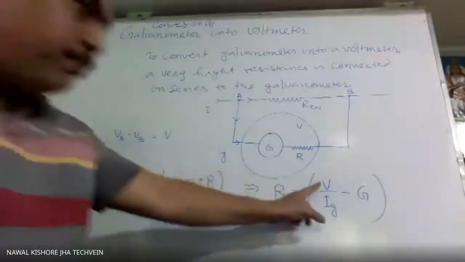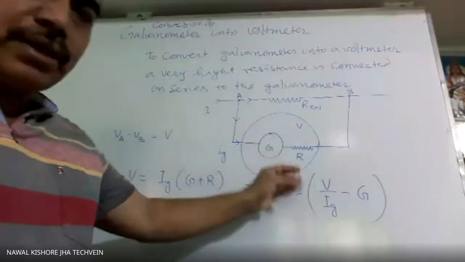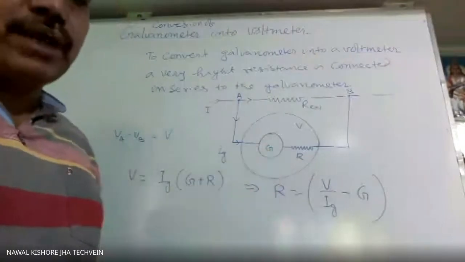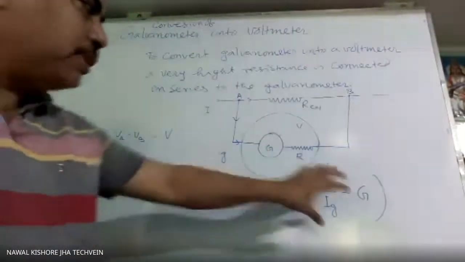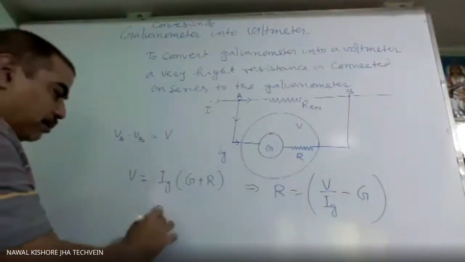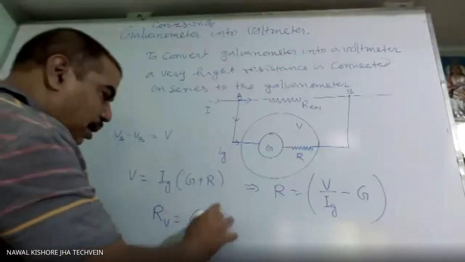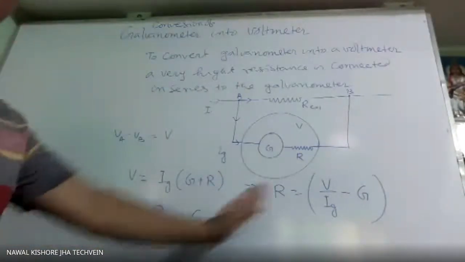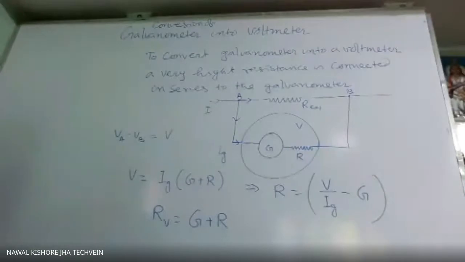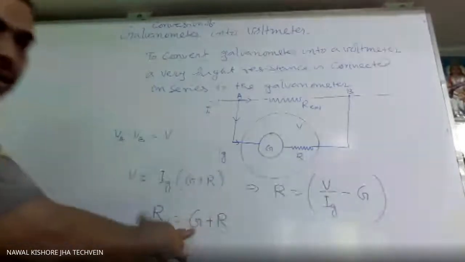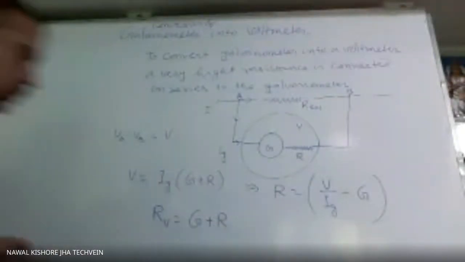If you want to measure 5 volt, and whatever current you can pass to the galvanometer is, suppose, given as 1 milliampere, then it is this by this, minus whatever the resistance of the galvanometer is. So this much resistance we have to connect in series, and then the resistance of the voltmeter will become G plus R. As this R is very high in comparison to G, it will be almost R only. Suppose this is 10 kilo ohm and this is nearly 80 ohm, so almost R. So the resistance of the voltmeter is this much.